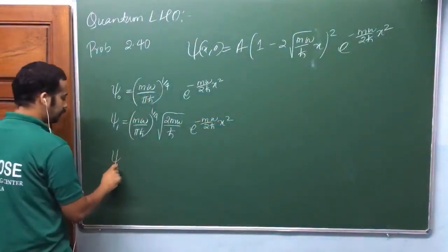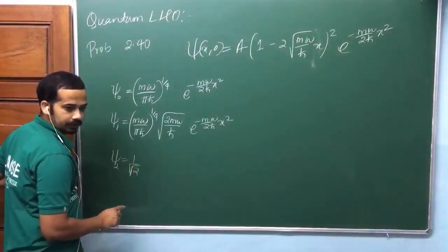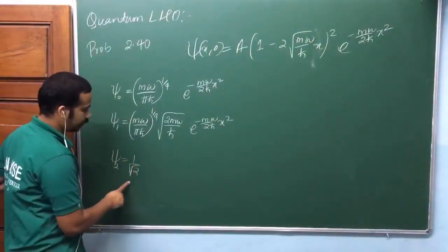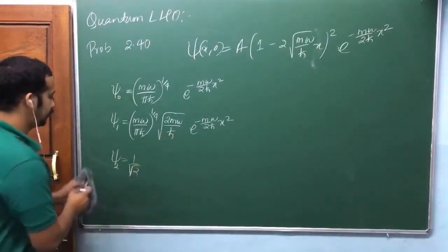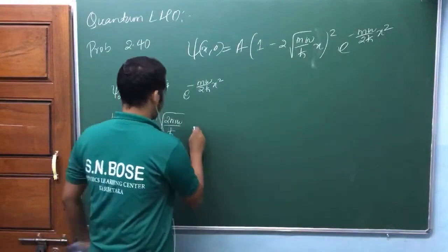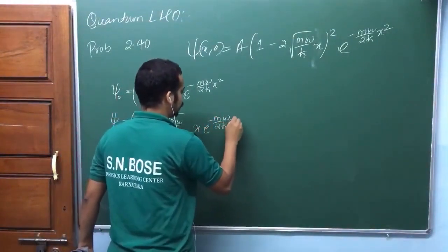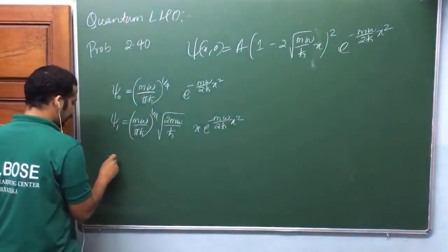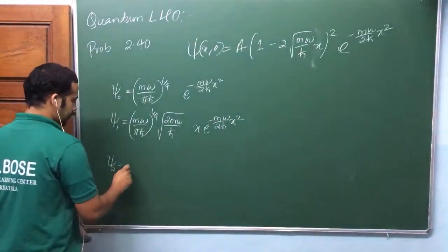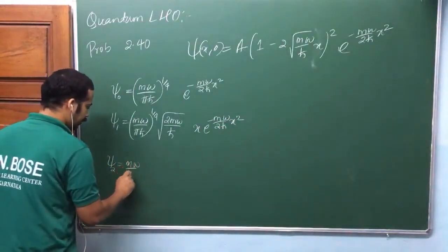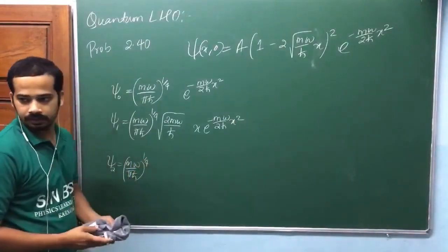Now psi 2, let me guess, this will contain 1 by root 2 or root 2 factorial extra, and an x factor. Am I right? Oh yeah, here x should be there, isn't it? Yes. x into e power minus m omega by 2 h bar x square, x into Gaussian, am I right? So psi 2 will have one more 1 by root 2 factor, okay? m omega by pi h bar raised to 1 by 4. This term will be there.